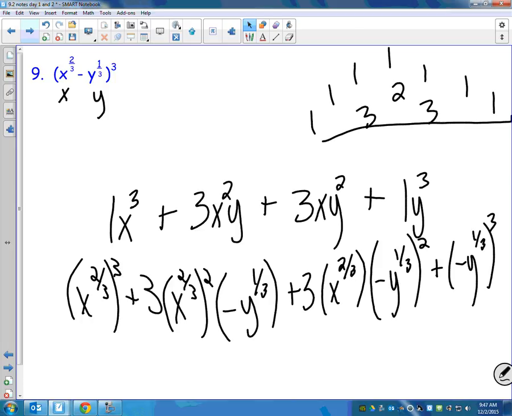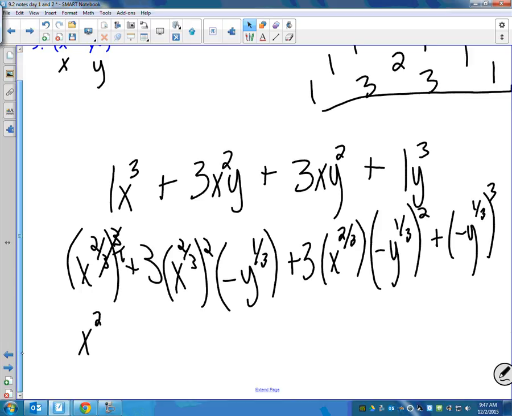So x to the 2/3 to the 3rd. That's pretty simple. This one I have a 3 and a negative, so I'm going to go ahead and make that a negative 3. And then x to the 2/3 times 2, nothing cancels out. And I just multiply. So 2/3 times 2 is just 4/3. And then the y is just y, because of this negative right here.